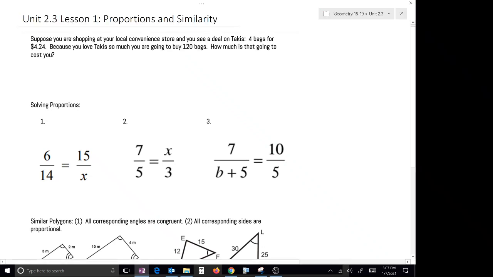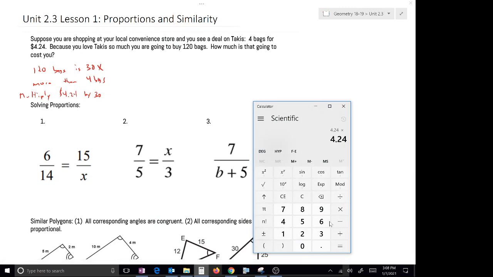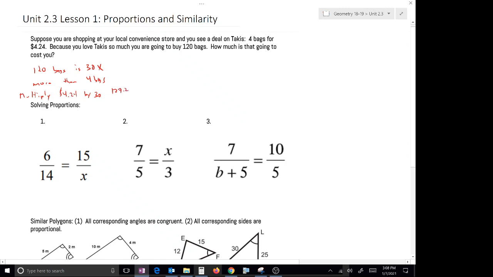So the first approach is maybe you see that 120 bags is 30 times more than 4 bags. So I just need to multiply 4.24 by 30. Okay. And if I do that, I get $127.20. That would be my price. Okay. That's one approach. That is finding the multiplication factor.